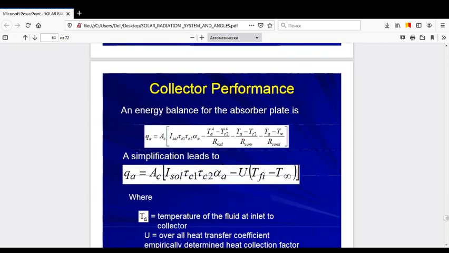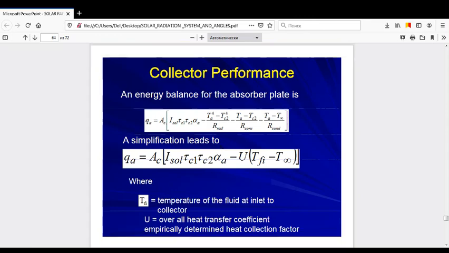Now the collector performance. An energy balance for the absorber plate is denoted by the formula QA = AC [ISO L τC τC12 τC2 α − U (TFI − T∞)], where TFI is the temperature of the fluid at inlet to the collector. U is the overall heat transfer coefficient, the empirically determined heat collection factor.